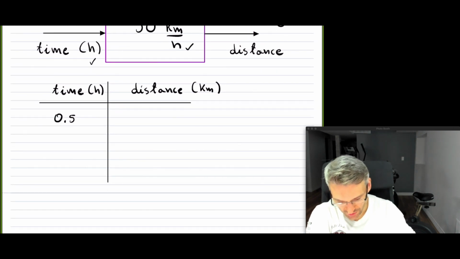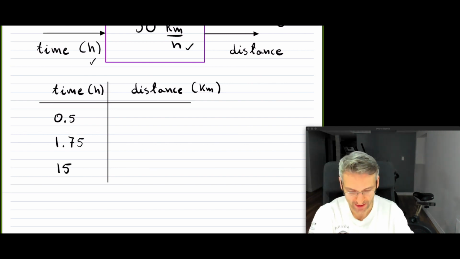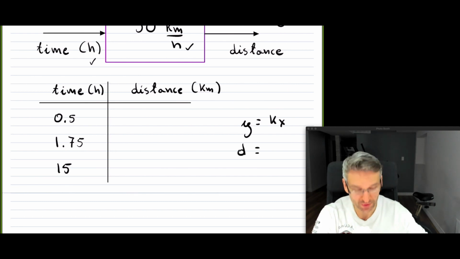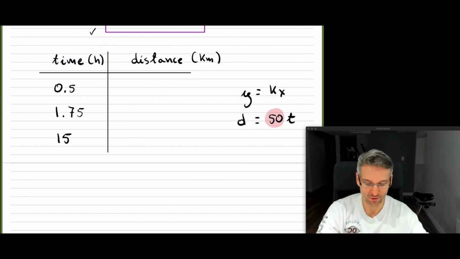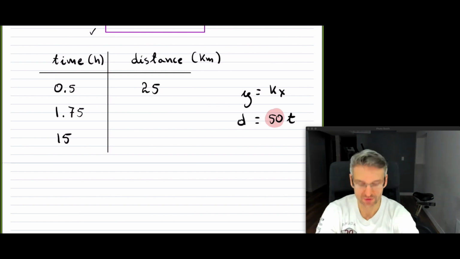So 0.5, and let's say what if you traveled 1.75 hours? What if you traveled 15 hours? Here our y equals kx equation: our distance is our y, our input is time t, and our constant is basically 50 kilometers an hour. So that would be your equation, your scaling factor of 50. So for instance, 0.5 times 50 means you would travel 25 kilometers in that time.